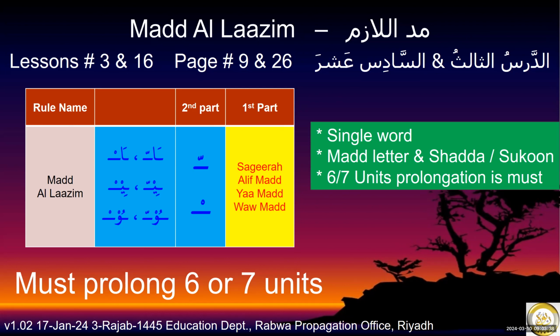It has big names: Madal Lazim Kalimi Musaqqal, Madal Lazim Kalimi Mukhaffaf, Madal Lazim Harfi Musaqqal, Madal Lazim Harfi Mukhaffaf. No need to memorize all these big names at this moment in the second level. You will find this in the fifth level also. There you can memorize. For this moment, you just have to remember Madal Lazim.